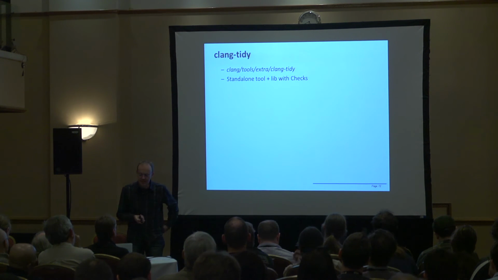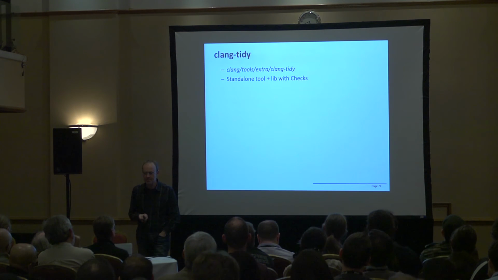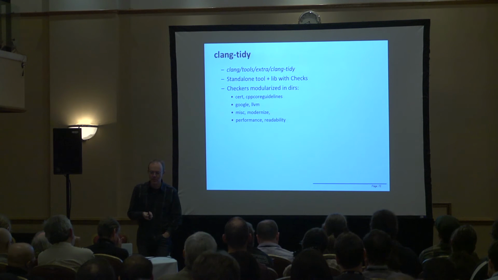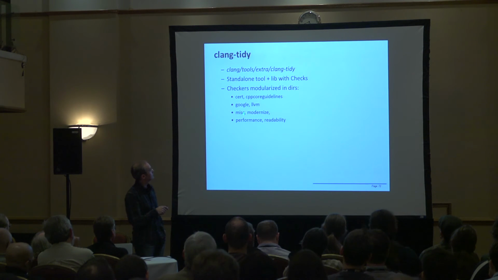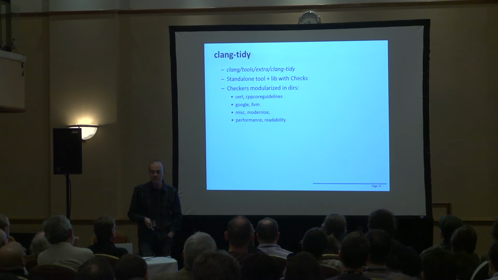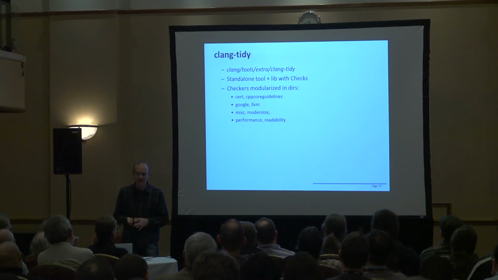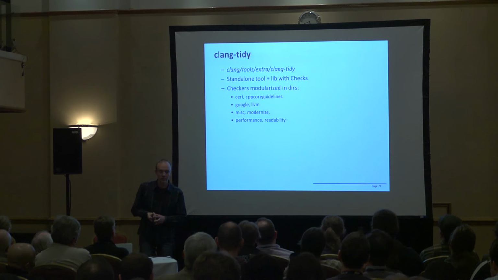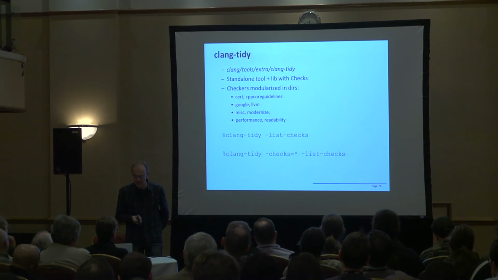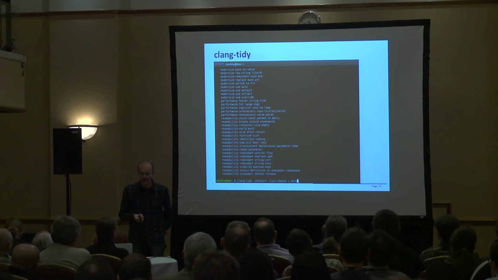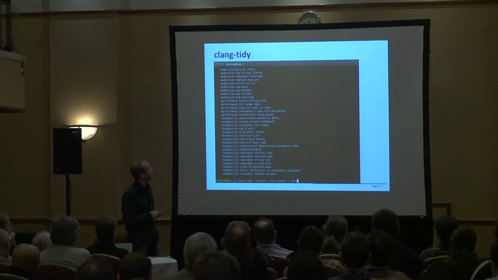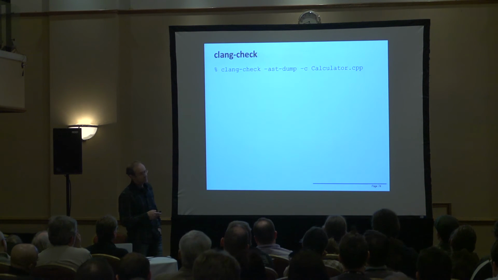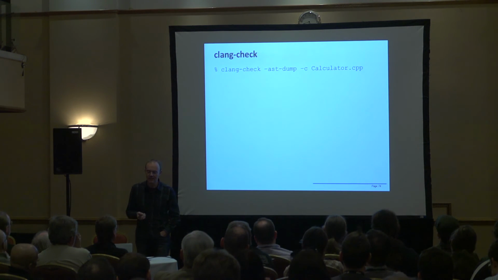So let's go to ClangTidy. ClangTidy is a standalone tool with libs and with different checks, and they are modularized in different directories. For example, the Google coding guidelines or the LLVM coding guidelines or things concerning performance and readability are all modularized in their own directories, and you can write your own checker, which we will do for our hidden virtual method. You can list these checks here. You can enable them on the command line, and there are lots of them in the current distribution.